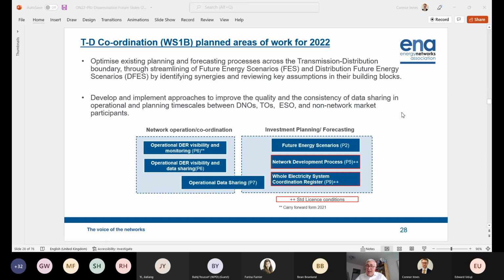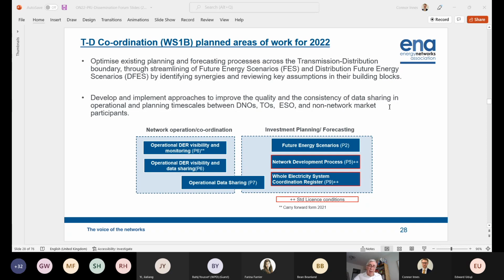It's worth mentioning that the output from this group was shared by Ofgem in their 2nd of March open letter on operational data sharing commitments. So if you want to see a wee bit more of the data of the outputs, you can go to that letter, which is on the Ofgem website.